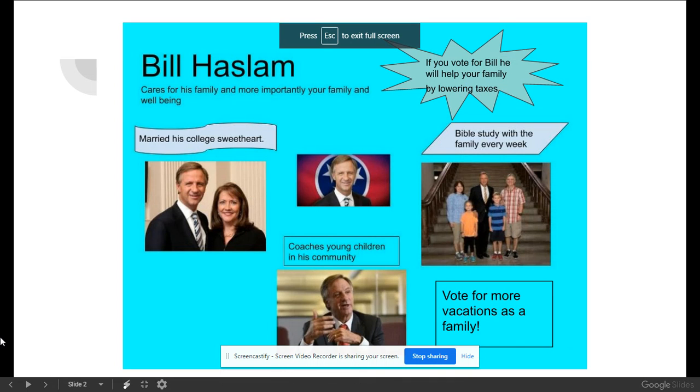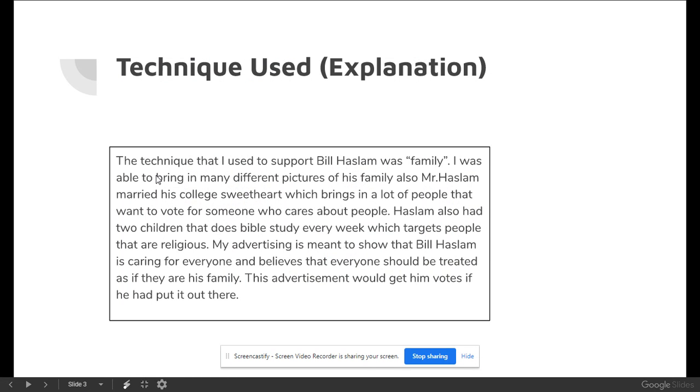Bill Haslam from Tennessee just cares for his family, and more importantly, for your family and well-being. He married his college sweetheart. He coaches young children. He does Bible study. He'll lower your taxes. So basically, the technique used was family, right? He talks about how he's a very faith-going person, and he's married to his wife. So that's the technique used.